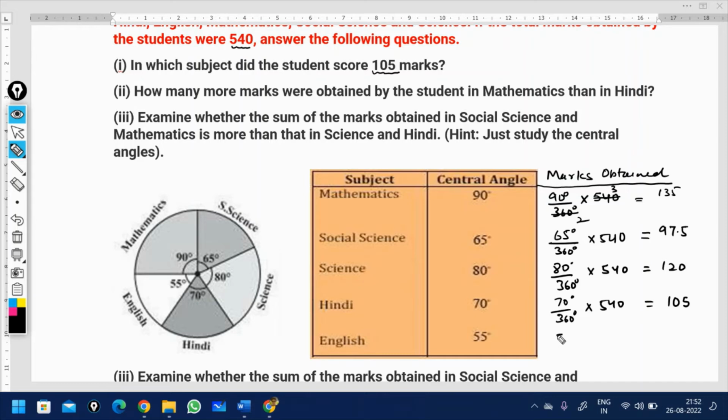So let's do the last one and finally then write the answer. So this is 360 degrees multiplied by 540, and this gives us 82.5. So what is the answer of this? The subject, that subject is Hindi. So in Hindi, the child scored 105 marks.